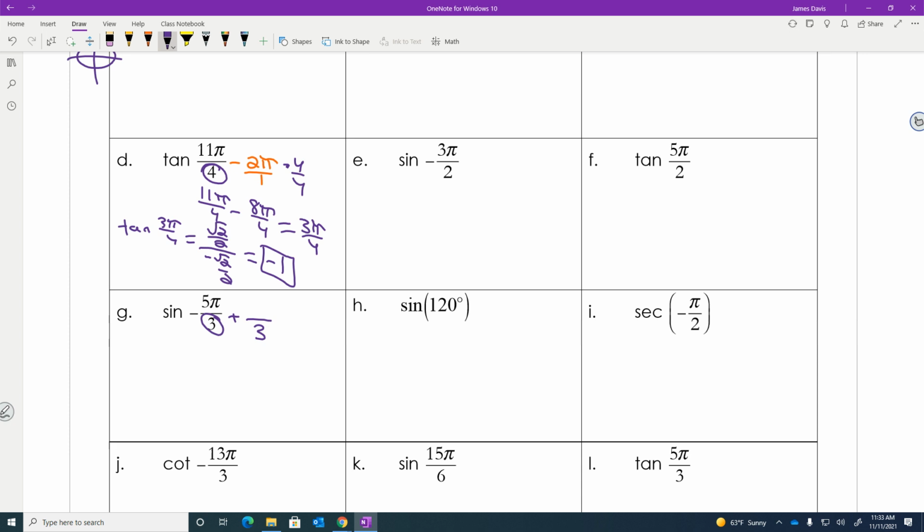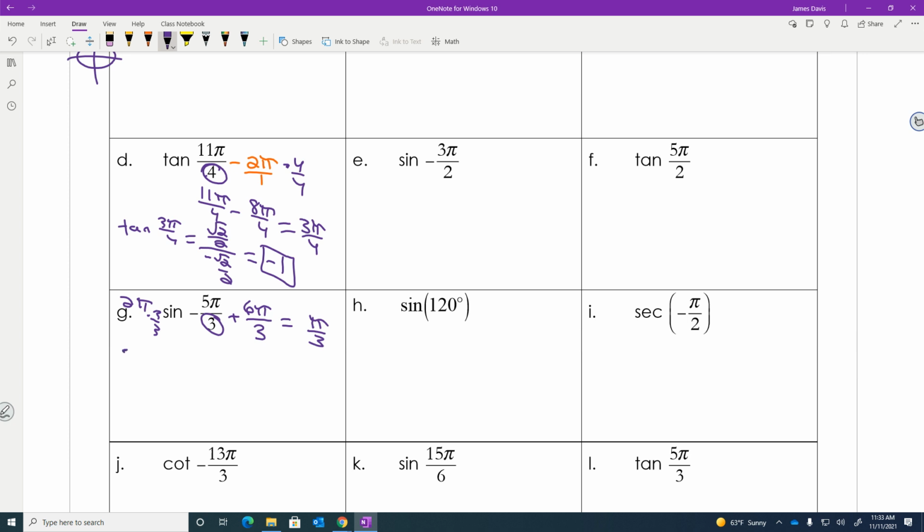6 pi over 3. What we're doing is we're just multiplying 2 pi times 3 over 3. That gives us 6 pi. It's the same thing. 2 pi is the same thing as 6 pi over 3. In this case, we used 8 pi over 4 because that one was a 4, this one's a 3. So we just basically double it. So then we have negative 5 plus 6, which is 1. So we have 1 pi, or just pi, over 3.